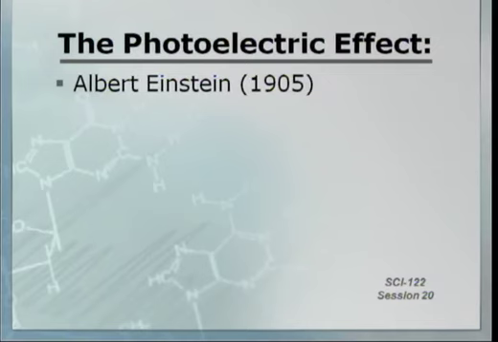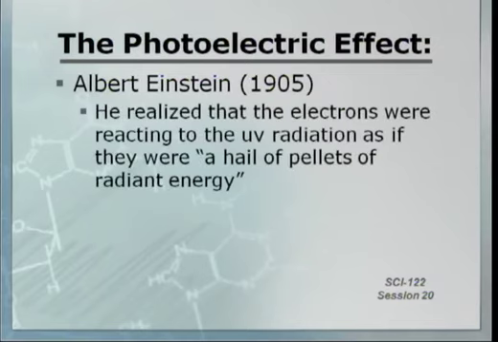Again, at the early part of the 1900s, he realized that the electrons were reacting to the ultraviolet radiation as if they were a hail of pellets of radiant energy. And this was a very interesting way of looking at things. Now, of course, a lot of people know Albert Einstein by his other work. A lot of people recall his E equals mc squared formula, right? Everybody knows him for his special theory and general theory of relativity. He was very, very well known for that. He was also very well known for his frizzy hair and funky hairdo and so on and so forth. We even have a poster of him in our demo area.